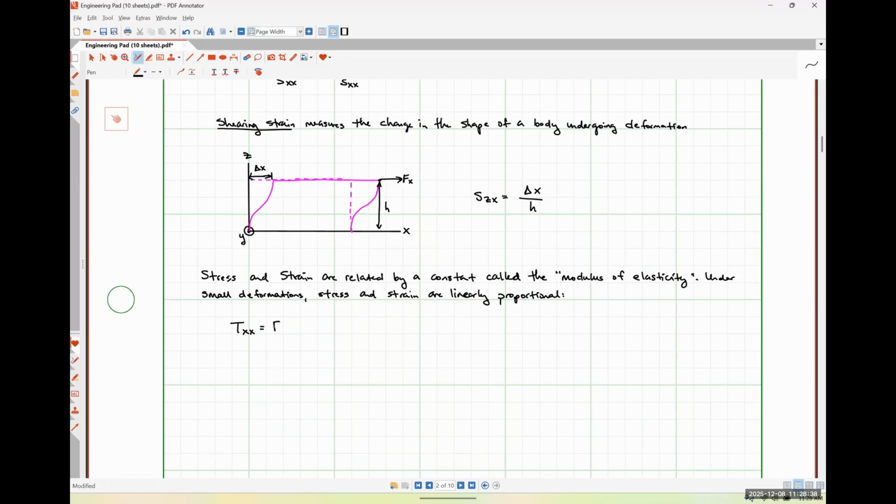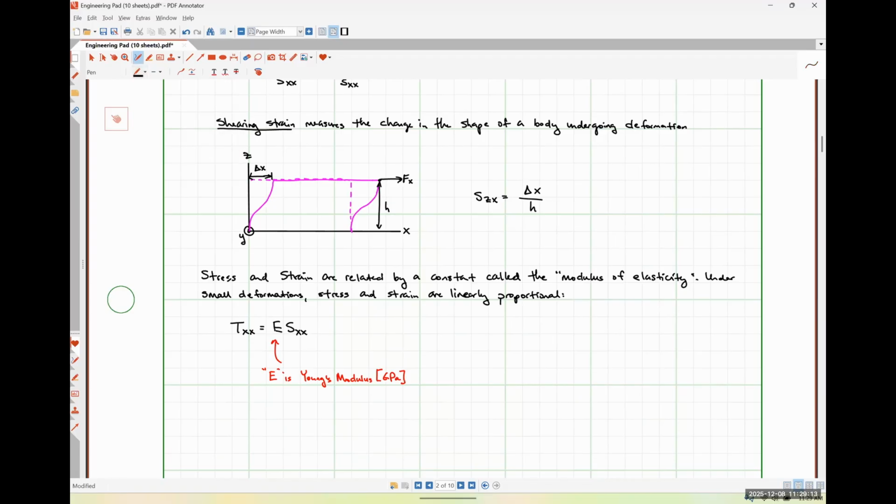T_xx is equal to E times S_xx, where this E right here is Young's modulus of elasticity, typically measured in gigapascals, and it is a material constant that quantifies the stiffness of a material.